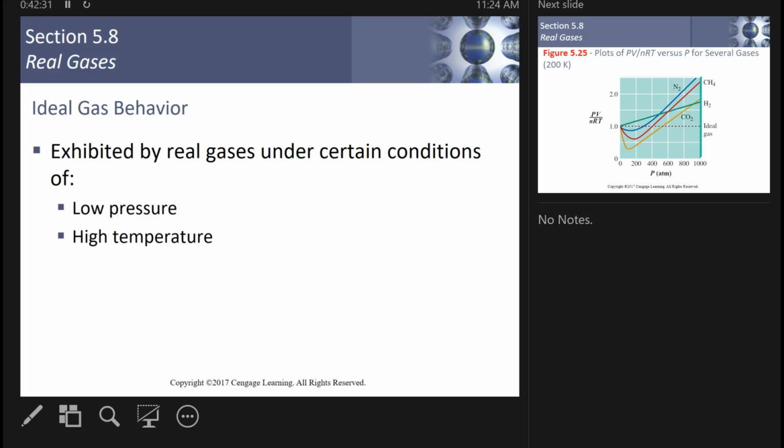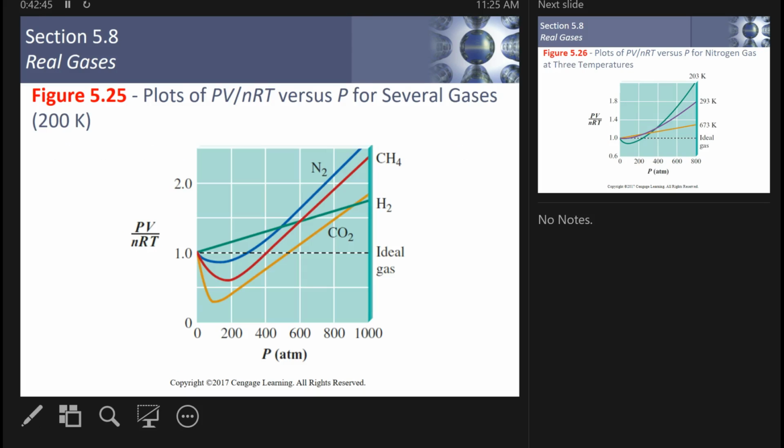Not necessarily. Because if it's a large volume, it won't be. If it has a lot of space, even with high temperature, it's taking up so much room that the collisions are fewer. Got it. Okay?